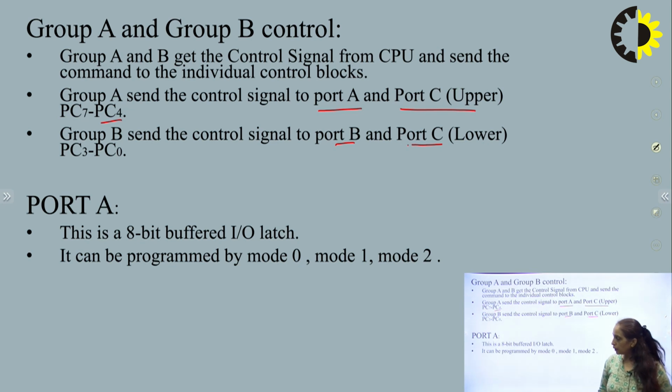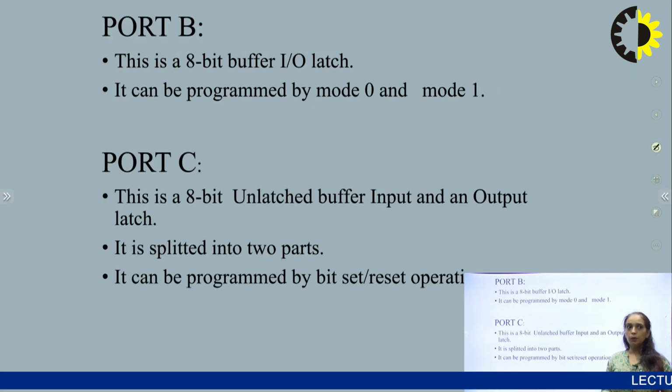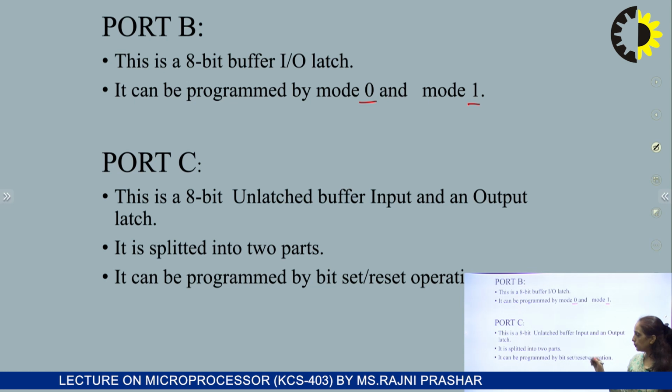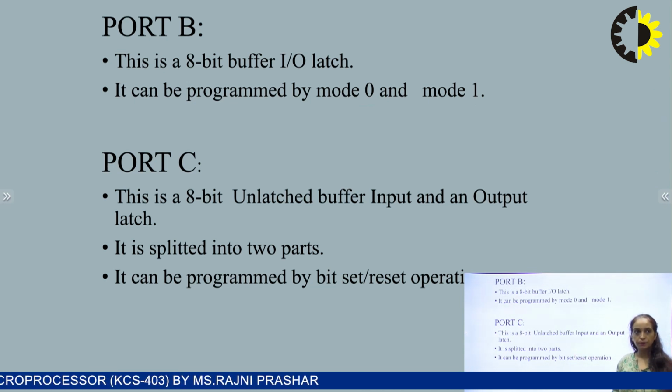Then port A is an 8-bit buffered IO latch port. It can be programmed into mode 0, mode 1 and mode 2. In the later slides we are going to see what these modes are. Then port B is also an 8-bit buffered IO latch. It can be programmed in mode 0 and mode 1 only. Then come to port C. This port C is an 8-bit unlatched buffer for input and an output latch. It is split into 2 parts and it can be programmed by set reset operation.